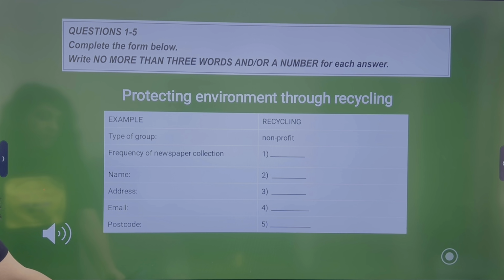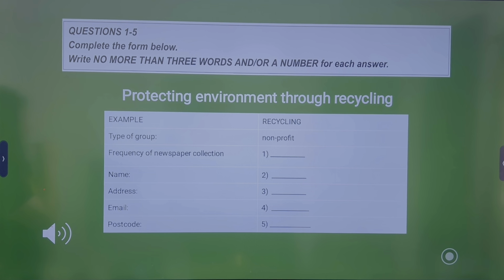What's your postcode? BS97PU. PS97BU? No, that's B as in boy, S9, 7P as in Peter, U.